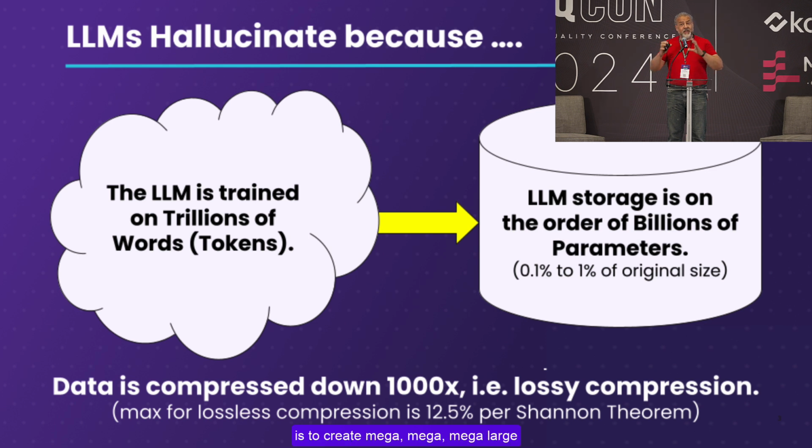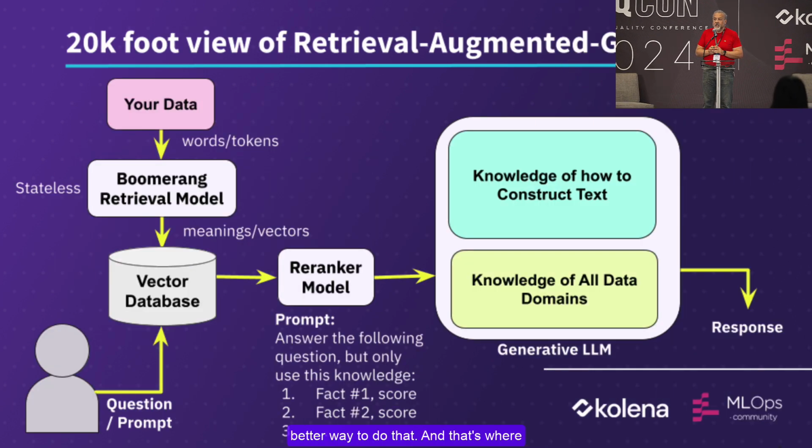The only way to fix it is to create mega large language models that are very close to the size of the original data, at least today, until our researchers find a better way to do that. And that's where RAG comes in. So RAG, or Retrieval Augmented Generation, says, let's split this problem into two parts. Let's not have our model, which is on the right of the slide, be focused on both the understanding, the comprehension, and the memorization of the facts. Let's separate these. Let's have a model on the right focused on the comprehension, and a model on the left focused on the memorization. That's exactly what RAG is about.